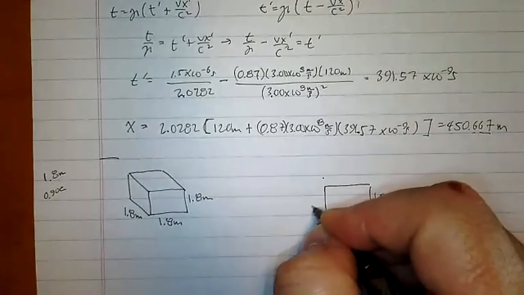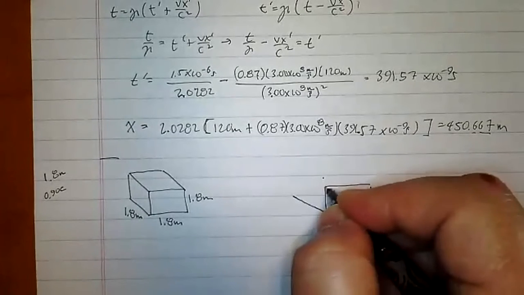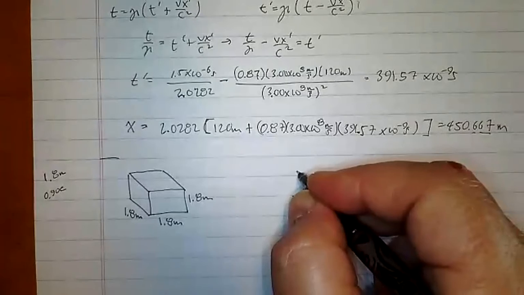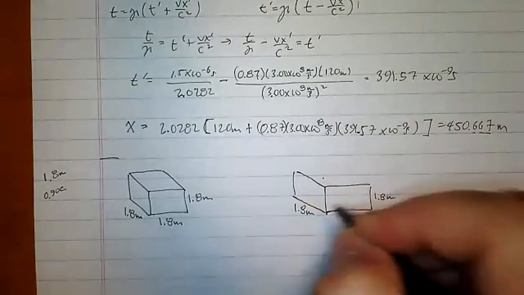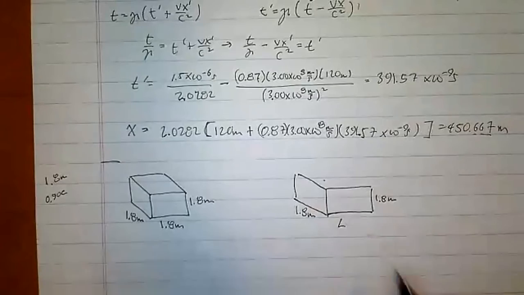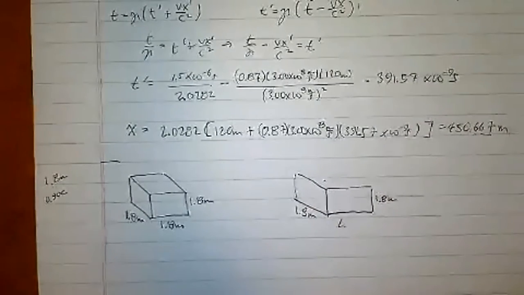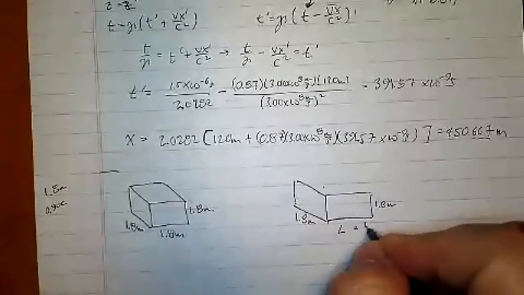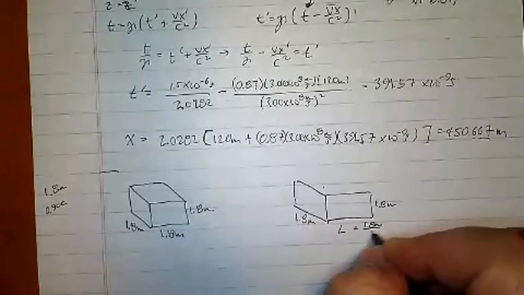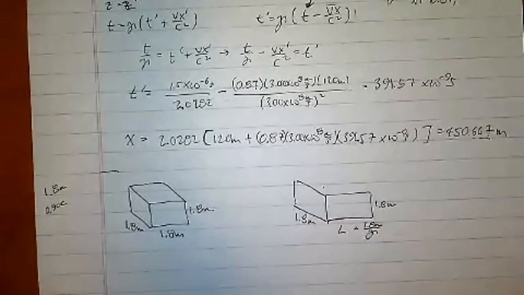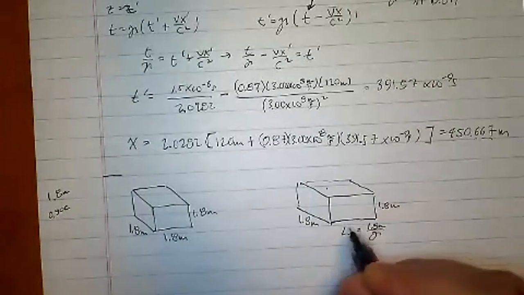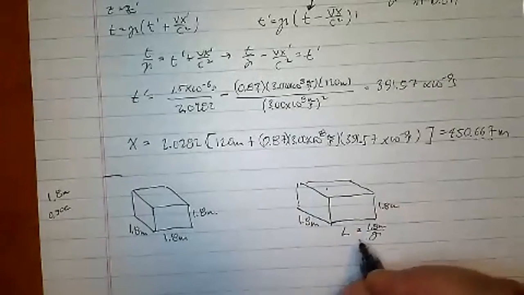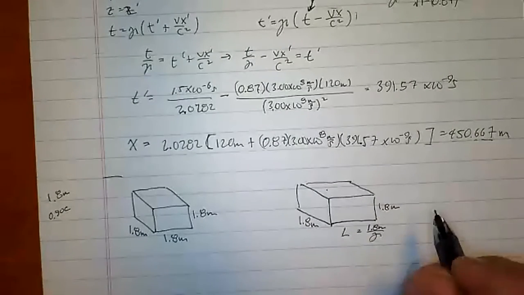And this width, which is also perpendicular to the velocity, is going to stay the same. But this length is going to be Lorentz contracted, and that's going to be 1.8 meters over gamma. Once you have that, then you can multiply the 1.8 times 1.8 times this, and that'll give you the volume.